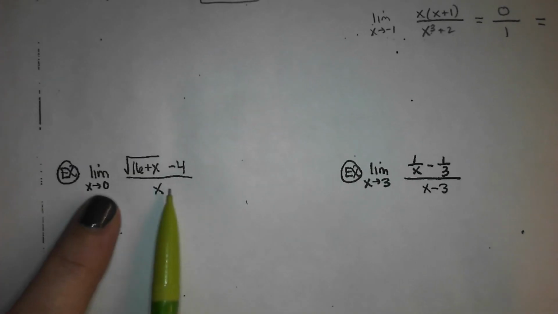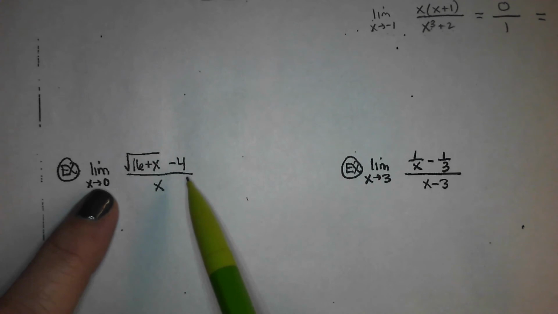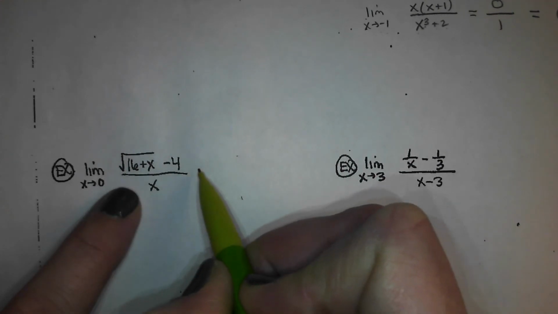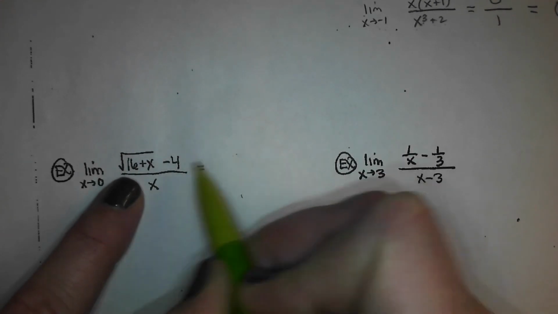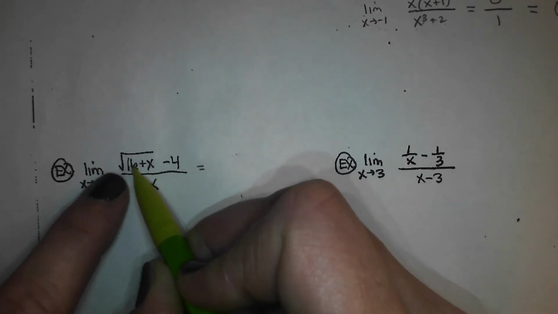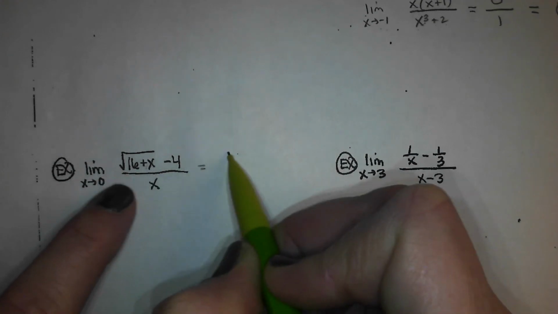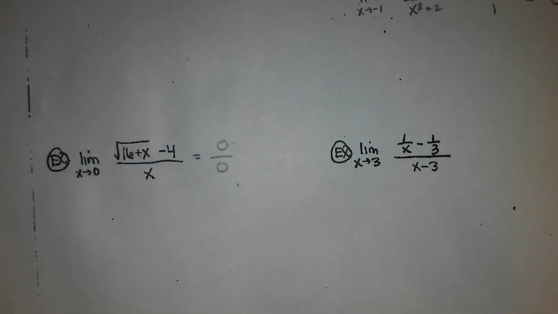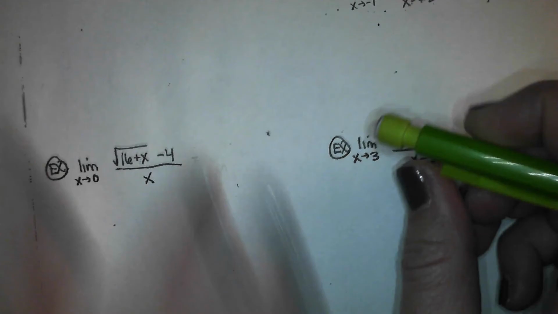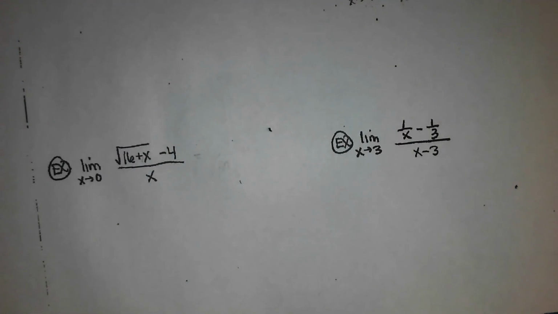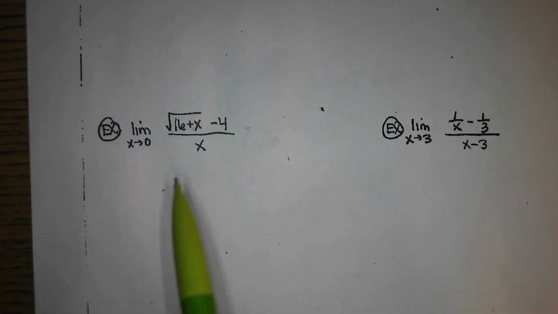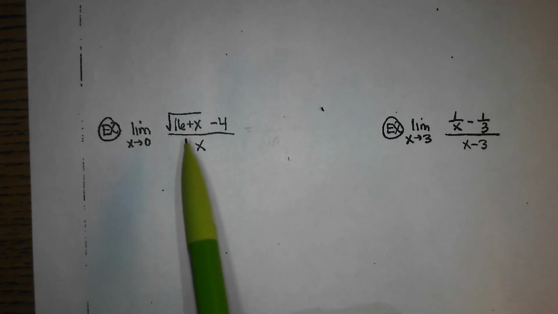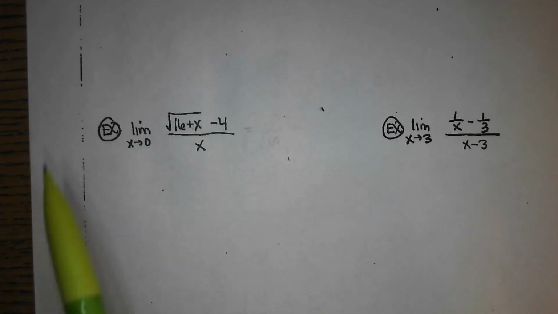This last one is the one I really want to make sure we get to. If we plugged in 0, we would get 16 plus 0 is 16, square root of 16 is 4, 4 minus 4 is 0 up top, 0 on the bottom, indeterminate. So, manipulating can mean factoring and canceling like we saw in the 2 examples above. This example of manipulating is going to be new to you. So, not totally, halfway new to you.